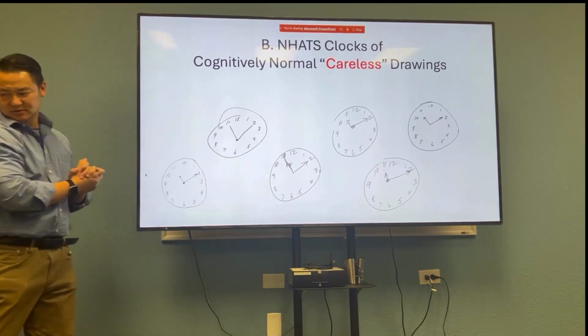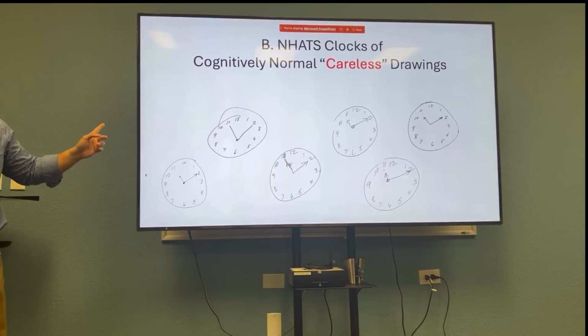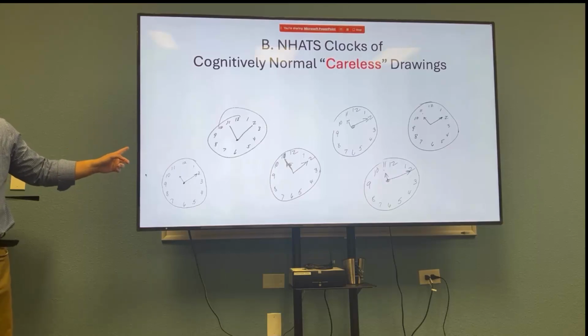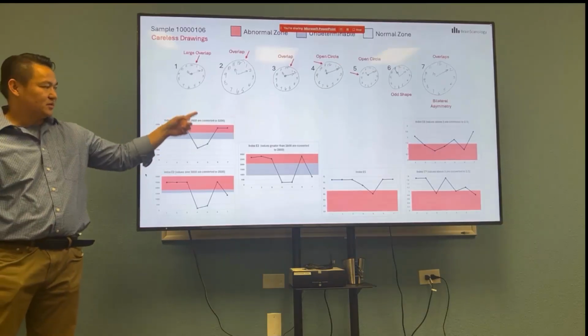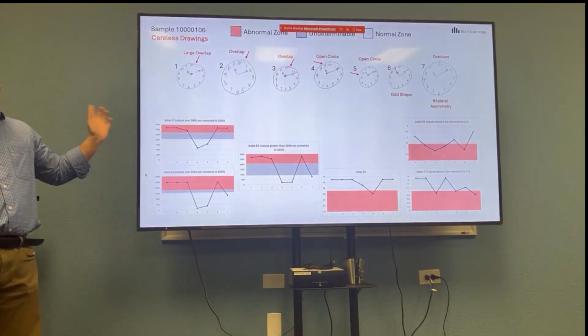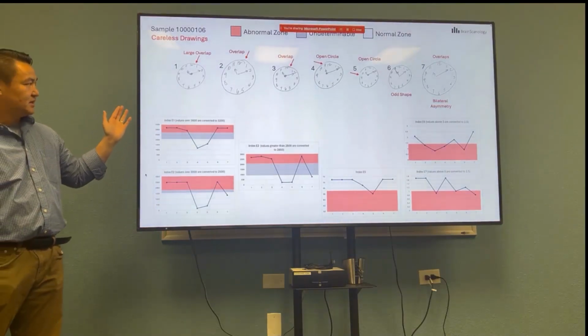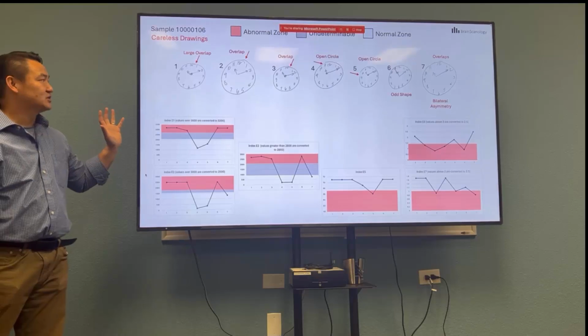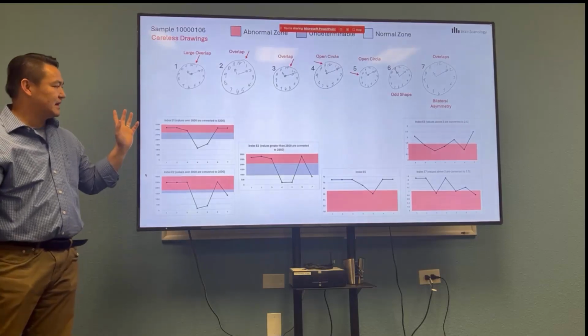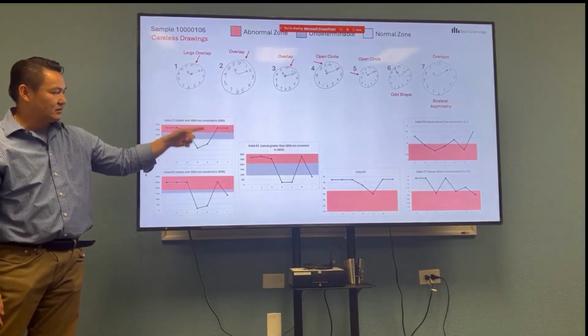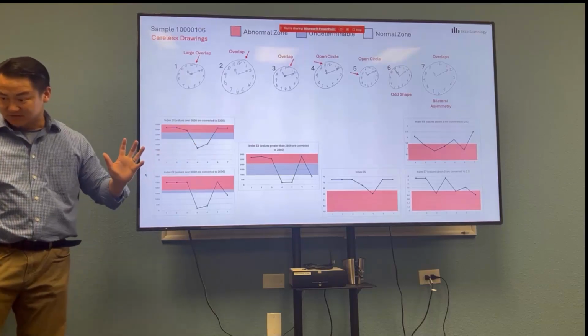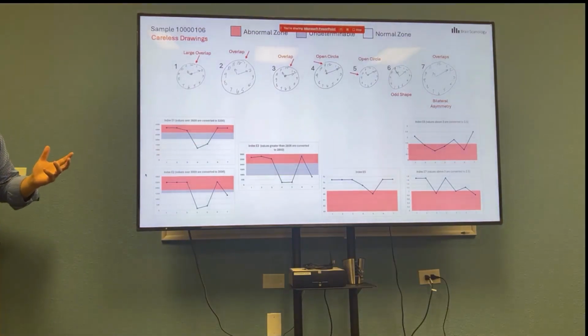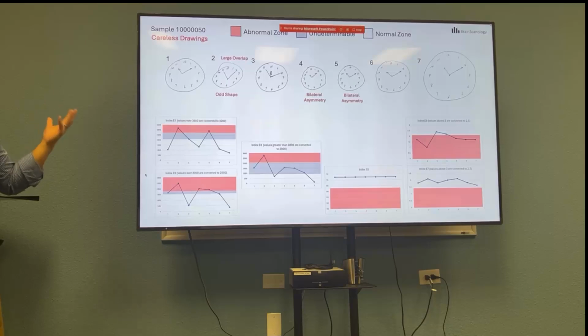Like, it's a circle, okay? This is just to show that if you're careless in your drawing and you don't follow our rules, your results can be all over the place. See that? This person is cognitively normal, but because they drew the edge sloppily with overlaps and stuff like that, their scores go in and out of the abnormal zone, or the anomalous zone. Again, this highlights that you have to follow our rules, otherwise the app's not going to work.